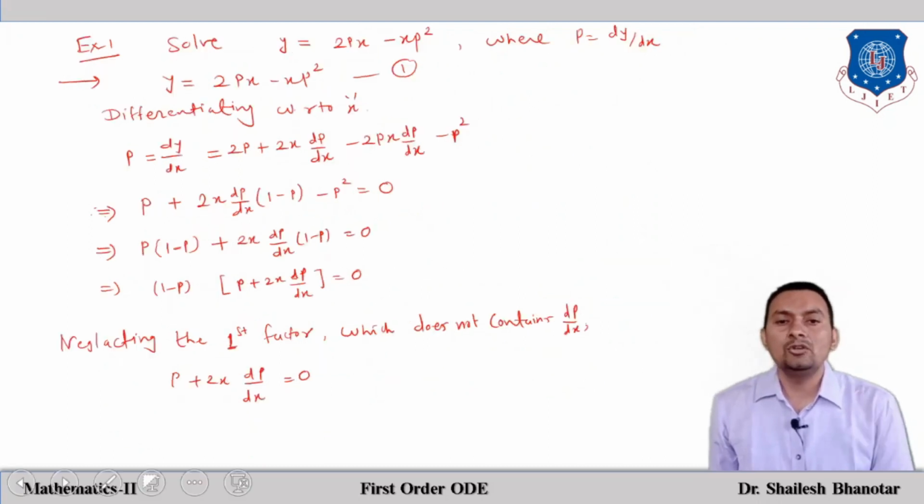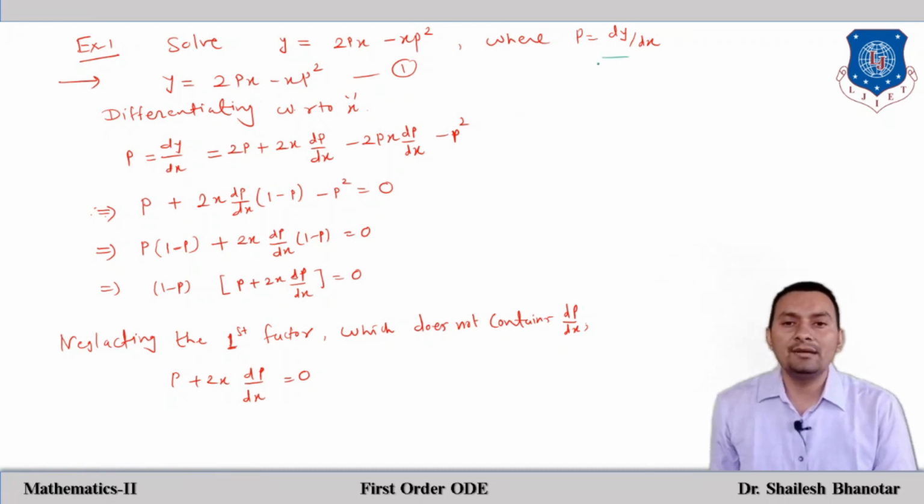Here, solve y is equal to 2px minus xp square, where p is nothing but dy by dx. So here you can see y is equal to 2px minus xp square, and say this is equation number 1. I'm just applying the method solvable for y. That means I have to convert y in terms of x and p. So here you can see this is a function of x and p.